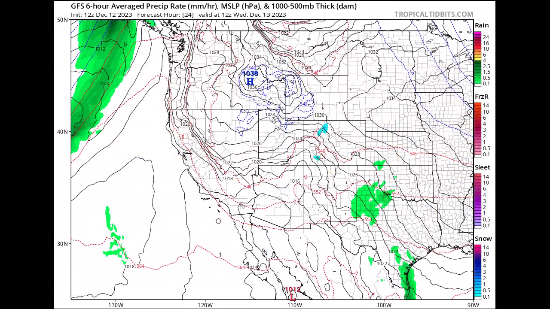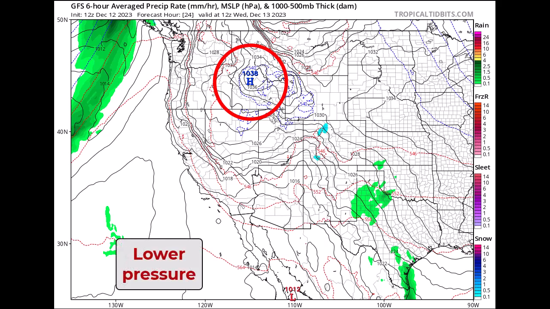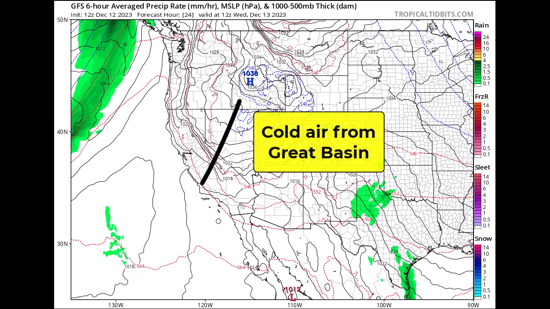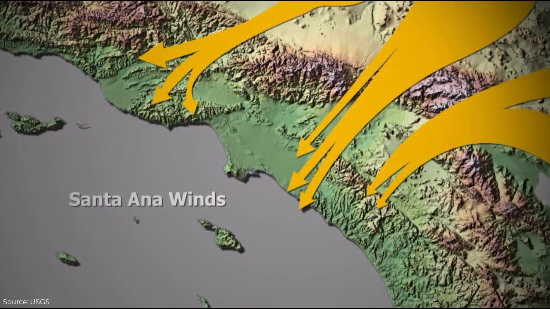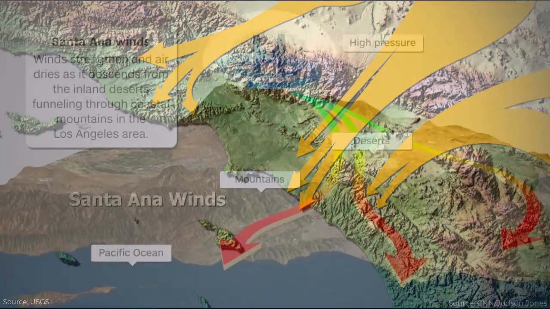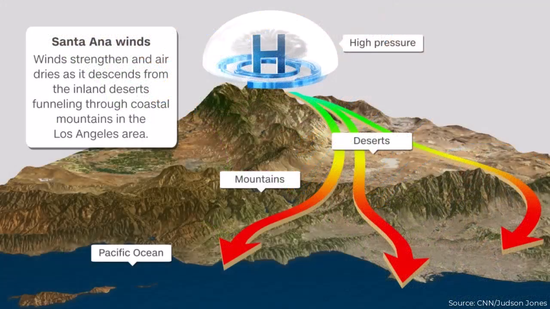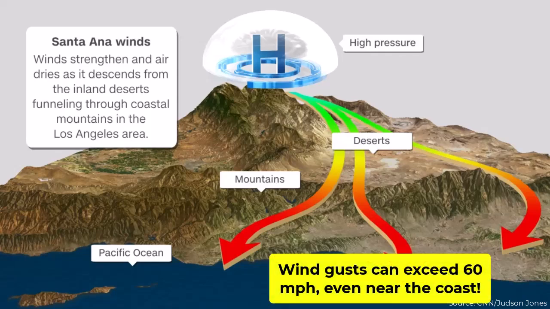Santa Ana winds form when strong surface high pressure forms over the Great Basin and low pressure forms off the California coast. As a result of this pressure gradient, cold air from the Great Basin is forced to move to the southwest across the Southern California deserts and through the canyons of the coastal mountains from Ventura County southward. As the air filters through the narrow canyons and moves downhill, it accelerates and very strong wind gusts can develop.